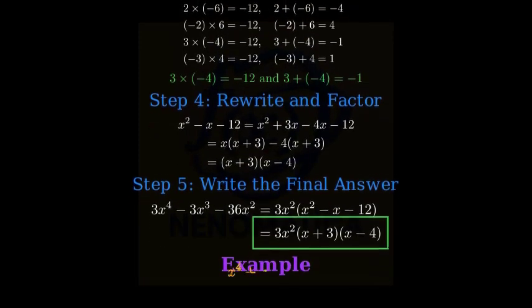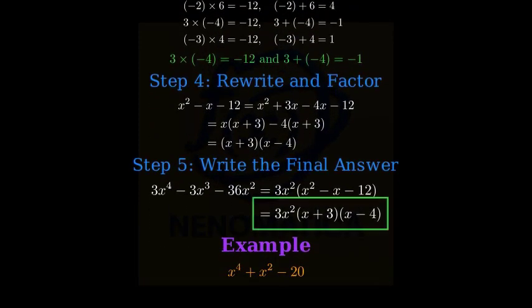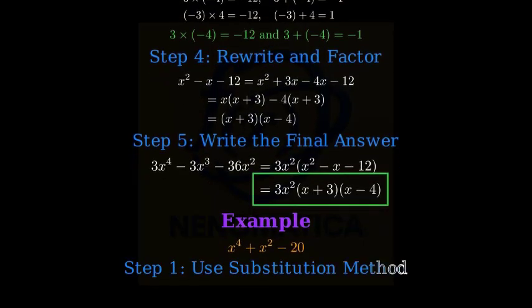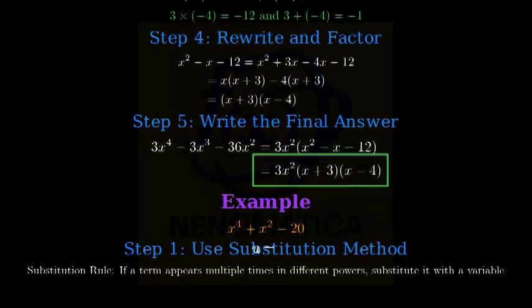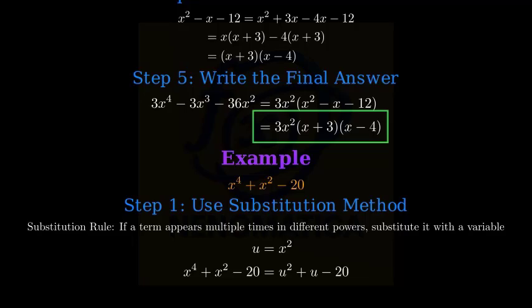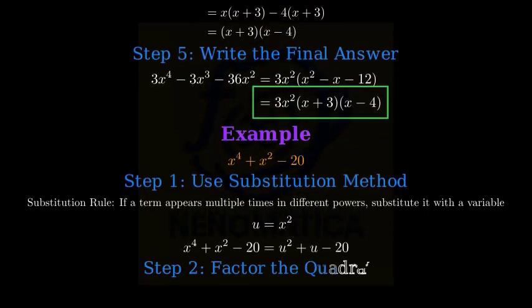We need to factor the expression x to the fourth power plus x squared minus 20. For this example, there's no common factor to factor out. However, we can use a substitution method. Let's denote u equals x squared. Then our expression becomes u squared plus u minus 20. Now we can factor this quadratic.